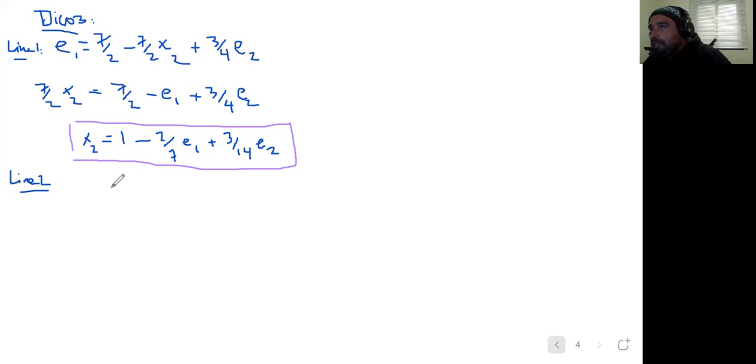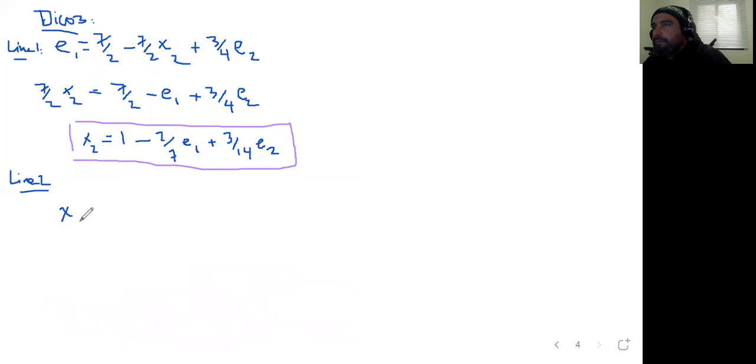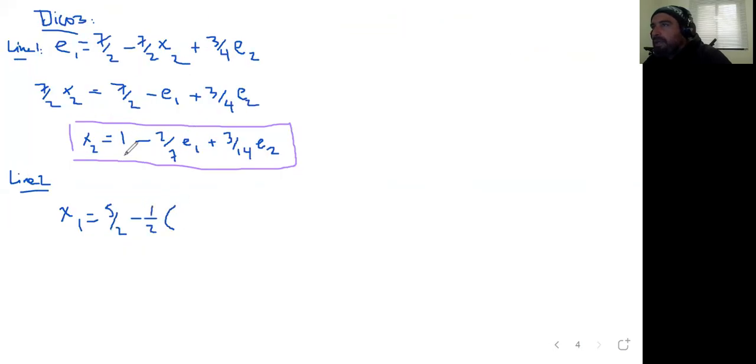Now, of course, since I have a new expression for X2, I'm going to plug it in the second condition I had before. So I have X1, which was equal to how much? 5 over 2. And I think it was minus half X2. So here I stop, I'll open brackets and I plug in X2. Hopefully you follow the same idea. So this takes the place of X2. That part is X2, in fact. And I think we had minus 1 over 4 E2.